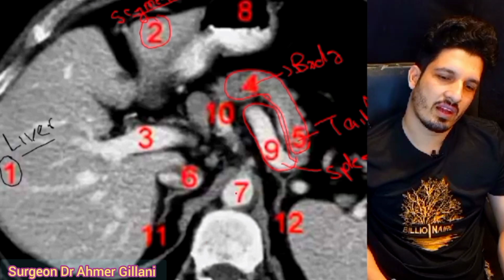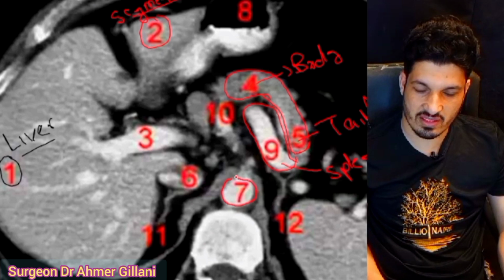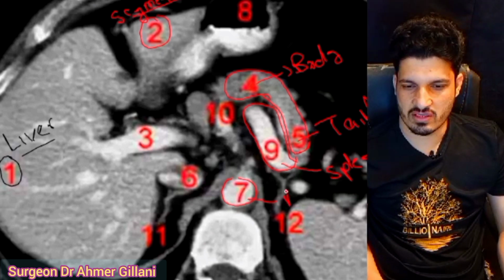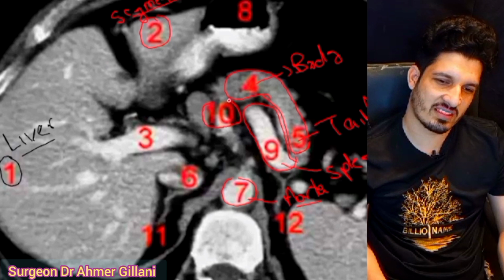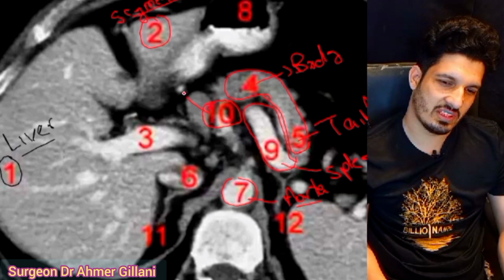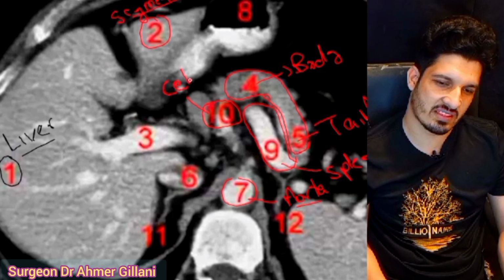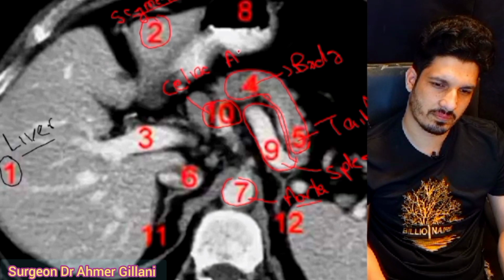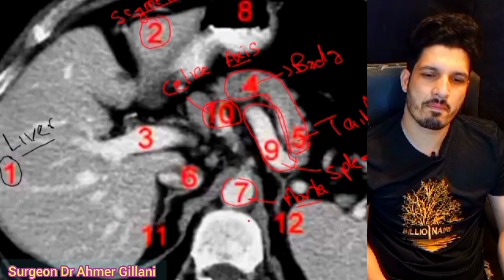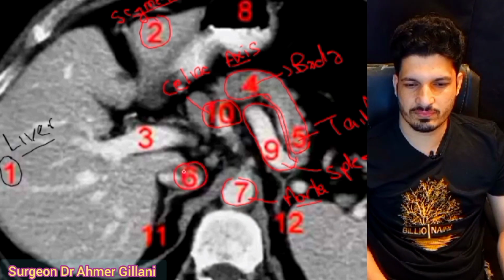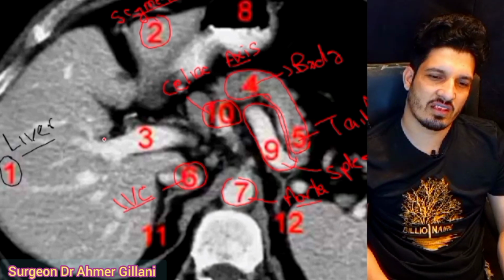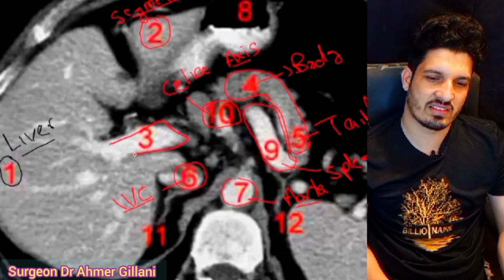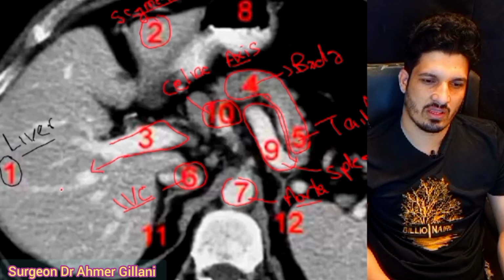Okay, and structure number 8, structure number 7, this is aorta. And you might be thinking, what is this structure number 10? Actually this is the celiac axis. Structure number 6, this is IVC, and this structure, exactly this structure, structure number 3, this is the portal vein.